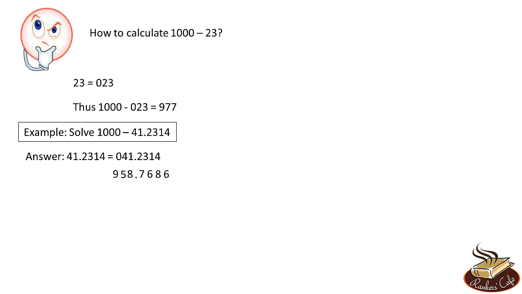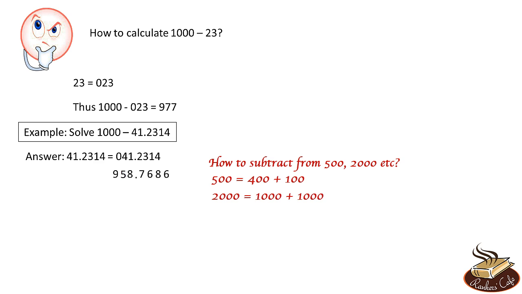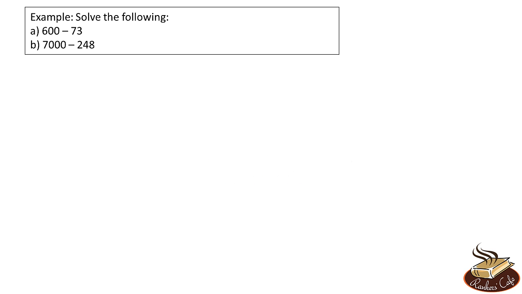And how about if we need to subtract numbers from multiples of bases? Let's say 500, 2000 or any other multiple of a base. Such a question can be easily done by splitting the multiple of the base to the nearest base. For example, 500 can be written as 400 plus 100, 2000 can be written as 1000 plus 1000, and so on. Let's do some examples on this to understand it better.